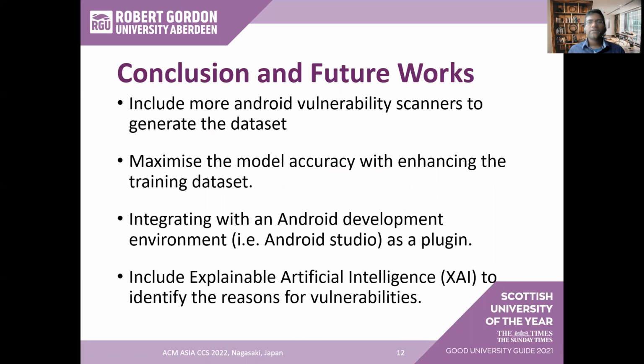As future work and enhancements to the model, we can integrate more Android vulnerability scanners into the dataset generation process. That means we are not limiting ourselves to Quark and MobSF. There are several other high accuracy scanners available, so we can include those in the data labeling process, and based on that, we are hoping to get higher accuracy. Then we can maximize the model accuracy by enhancing the training dataset.